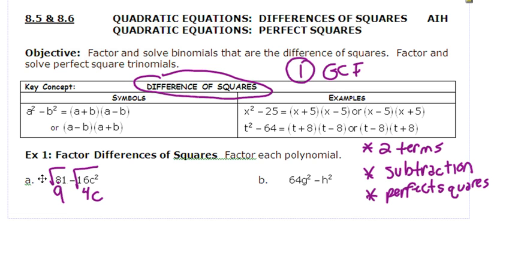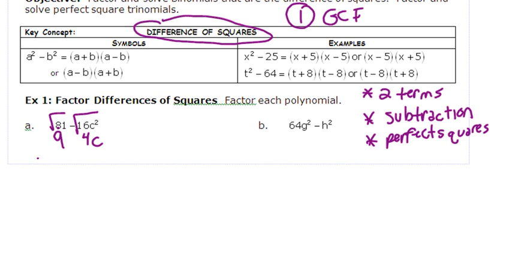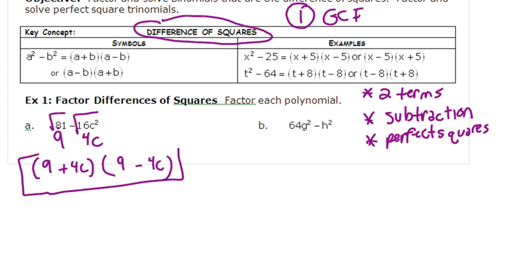So what I'm going to do, the shortcut, instead of having to use the box method, is you make two parentheses. One's going to have a plus sign, one's going to have a minus sign, and literally in the same order that you see it, you're going to put 9 and 4c, 9 and 4c. So factored, this is 9 plus 4c and 9 minus 4c.